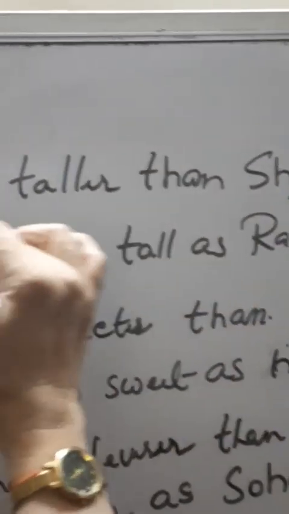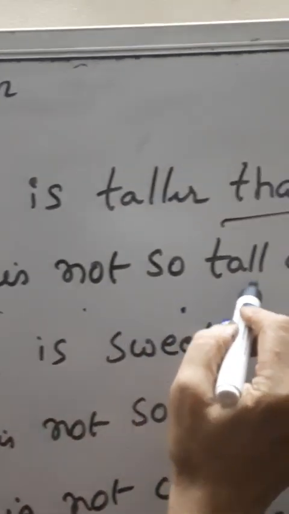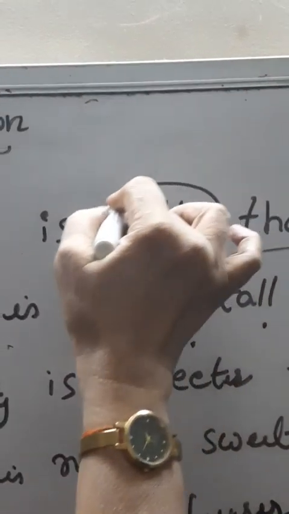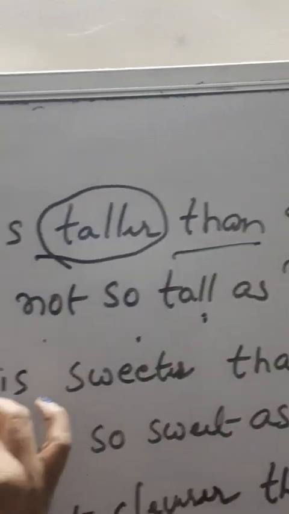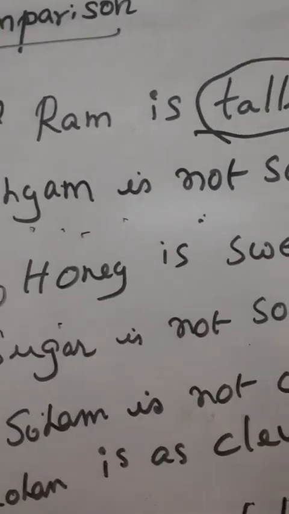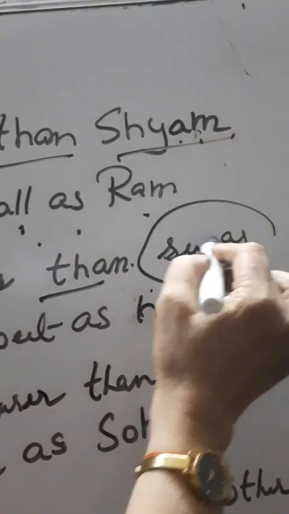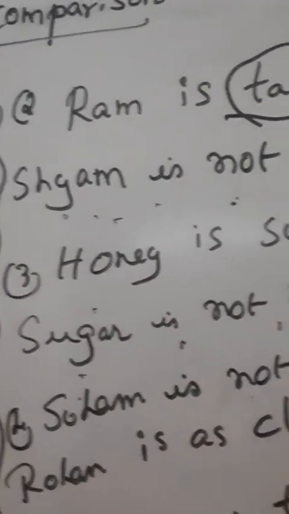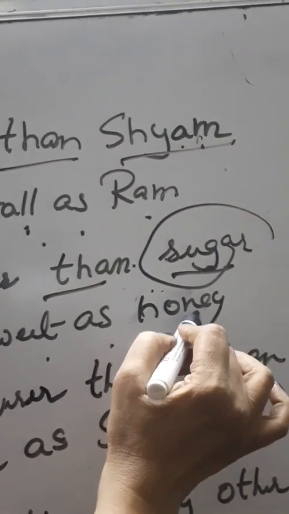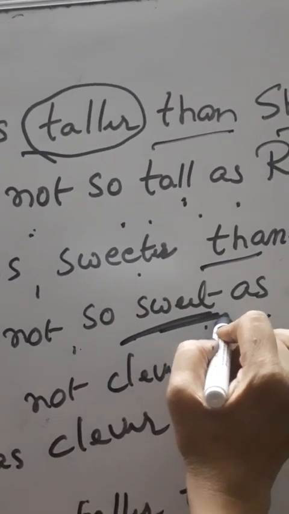Next is Ram is taller than Sham. The sentence is affirmative. Than Sham. So Sham right here. Sham is not so tall. What is the positive degree of taller? Tall. Sham is not so tall as Ram. Honey is sweeter than sugar. Than sugar. Sugar is not so sweet as honey. Sweet, sweeter. That's why we have to write here sweet.